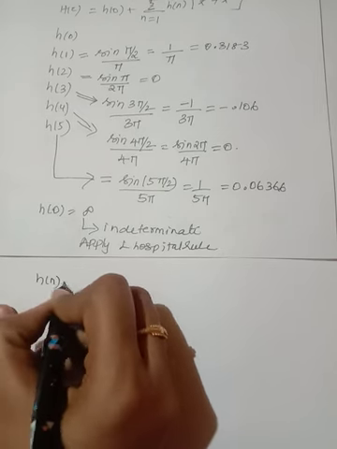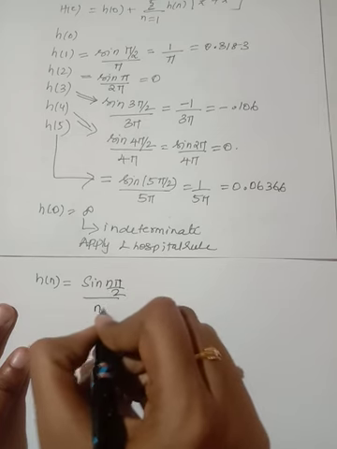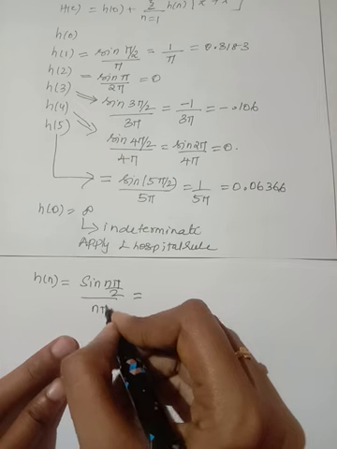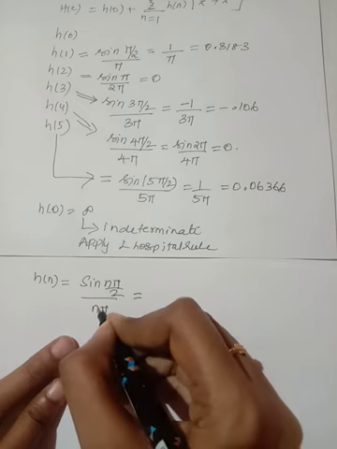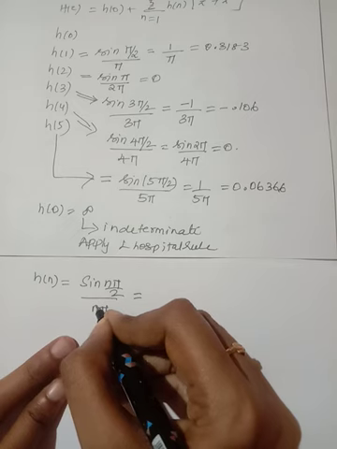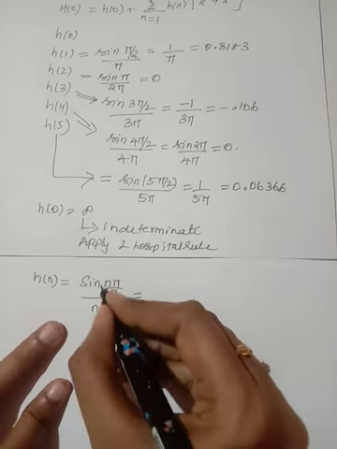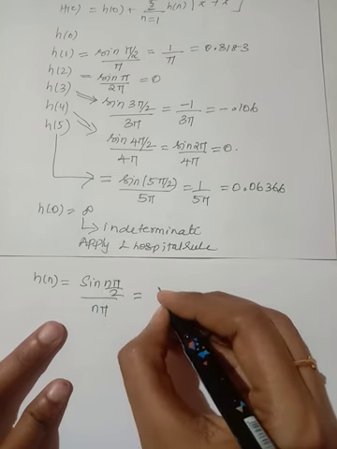So what is h of n? h of n is equal to sine n pi by 2 divided by pi n. I'm going to differentiate this numerator and denominator separately. For which value did I get infinity? When I substitute n equal to 0, I get infinity. So I am going to differentiate the numerator term and denominator term with respect to n.